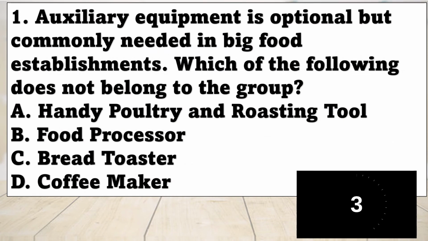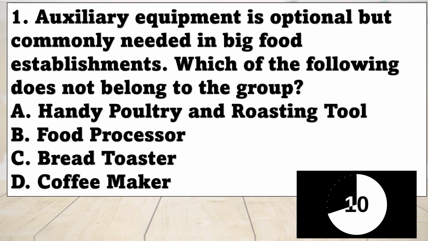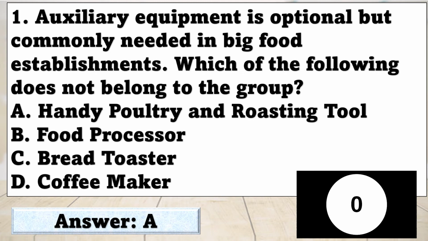Number 1, auxiliary equipment is optional but commonly needed in big food establishments. Which of the following does not belong to the group? A. Handy poultry and roasting tool. B. Food processor. C. Bread toaster. D. Coffee maker. The correct answer is letter A.